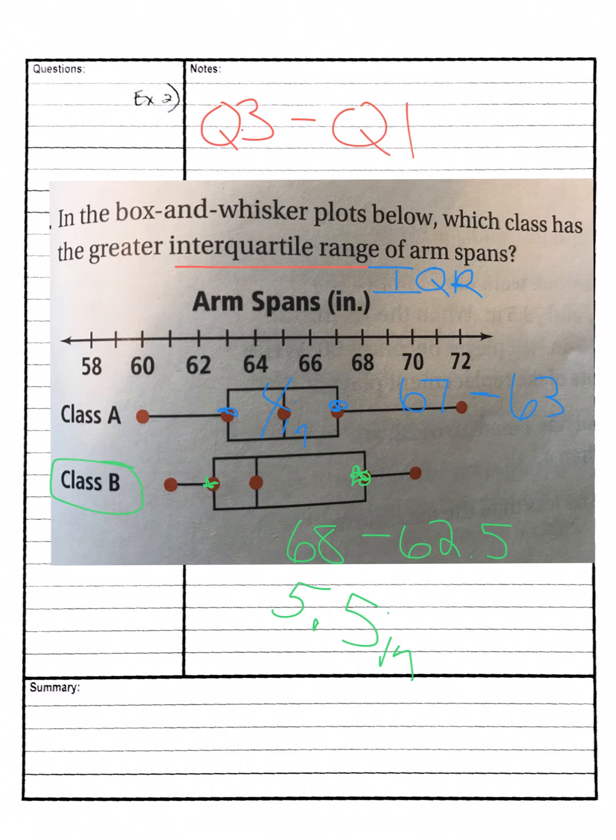So we've talked about box and whisker plots. Here are 2 box and whisker plots that we compared. I introduced to you how to find the IQR, the interquartile range.